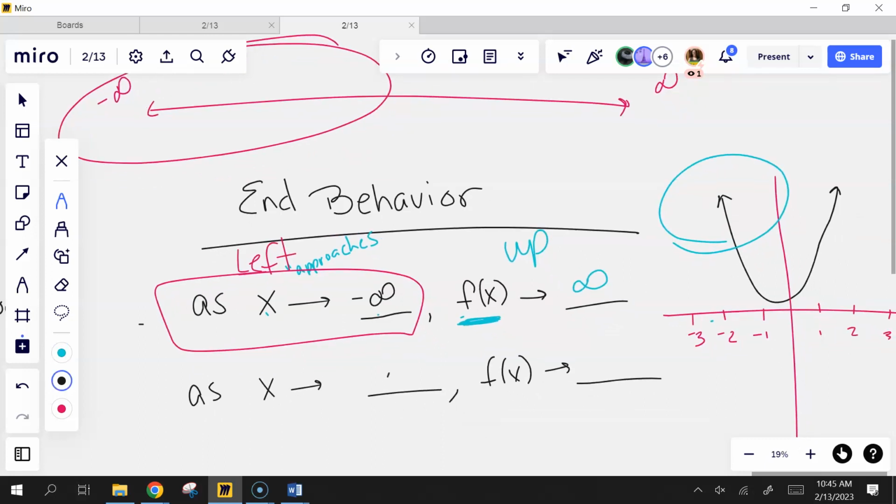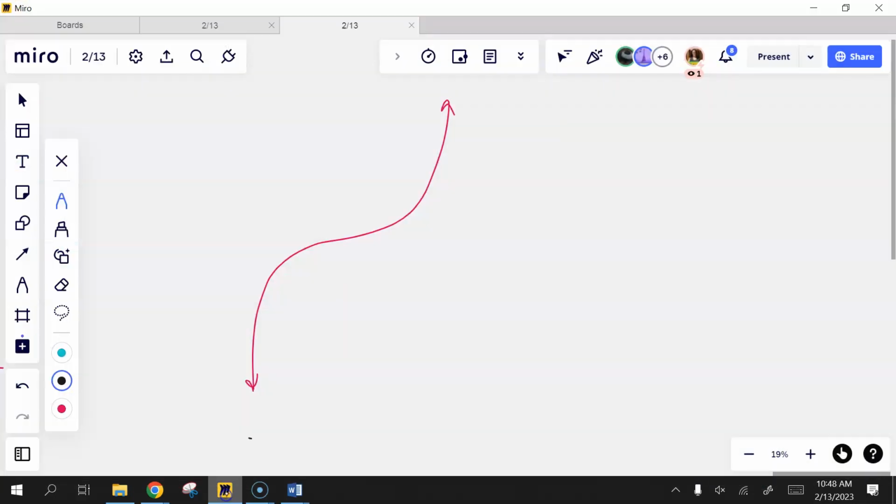As x approaches positive infinity, so this time look to the right, what is the graph doing? It's going up again. That's all we're filling in. I'm just dipping your toes in end behavior. All I do is call y'all's names and holler and fuss.